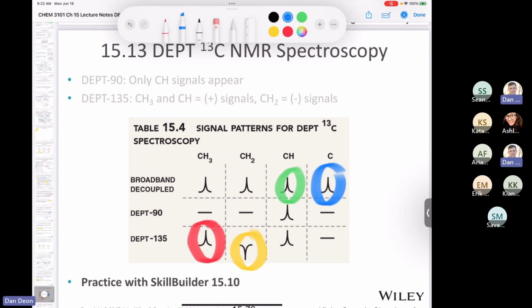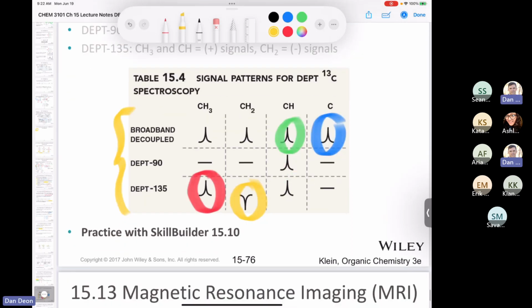So all you have to do are these three experiments, and then you don't have to do an off resonance decoupling experiment. Don't have to do it whatsoever. All right, so pretty cool set of experiments.